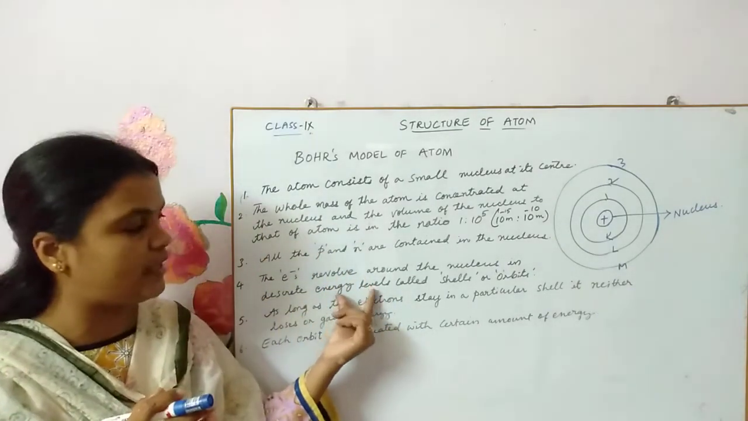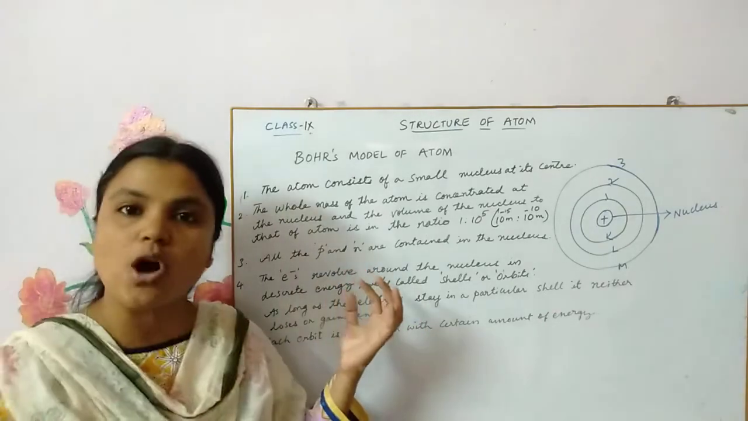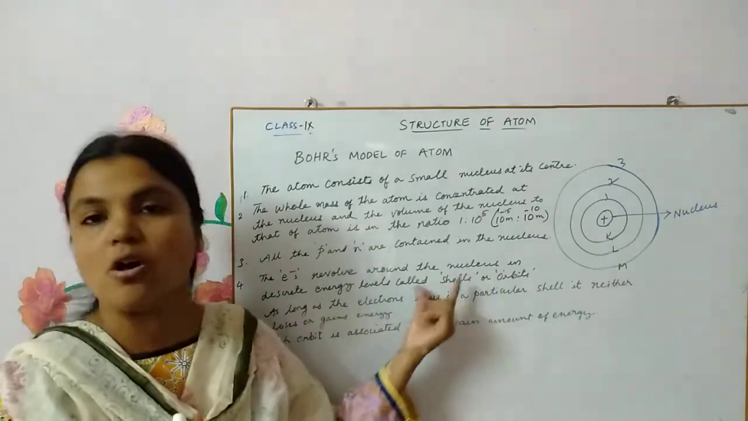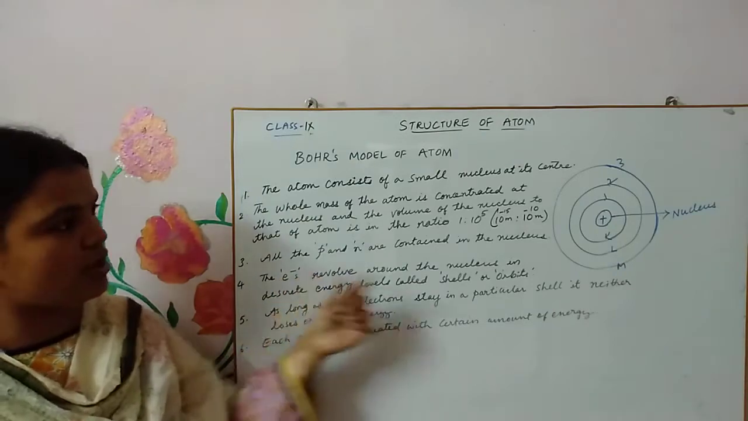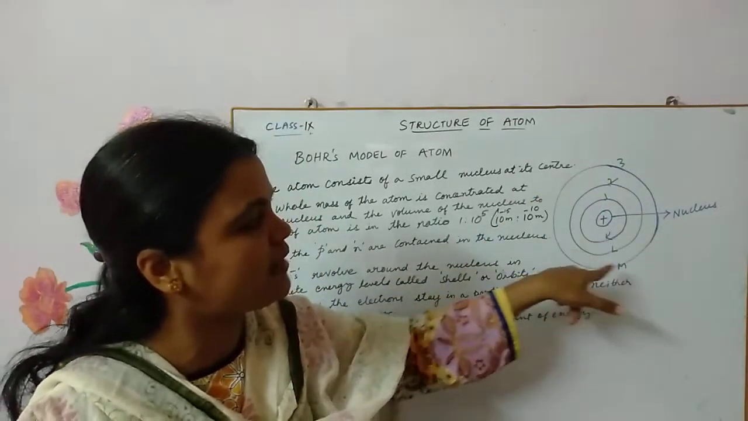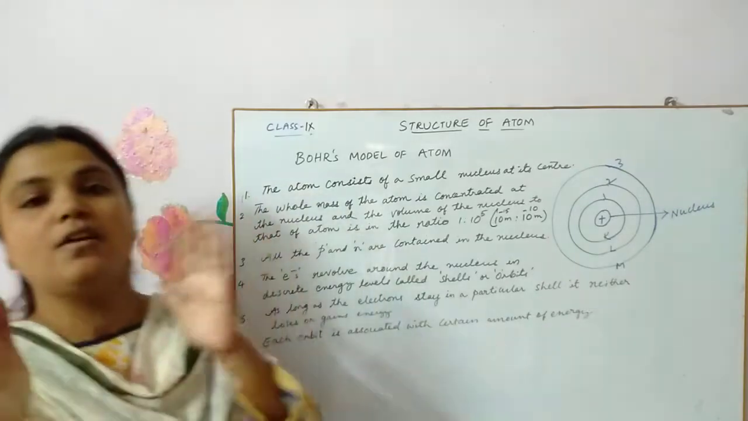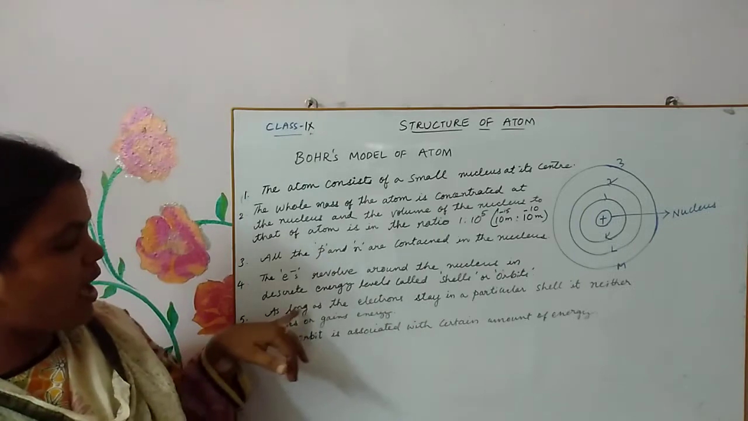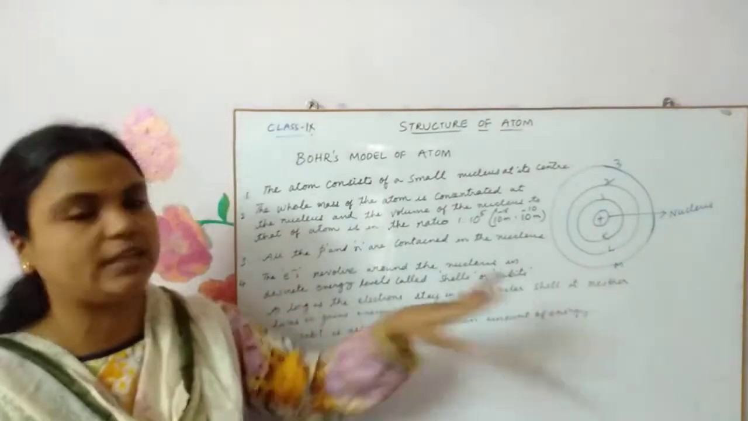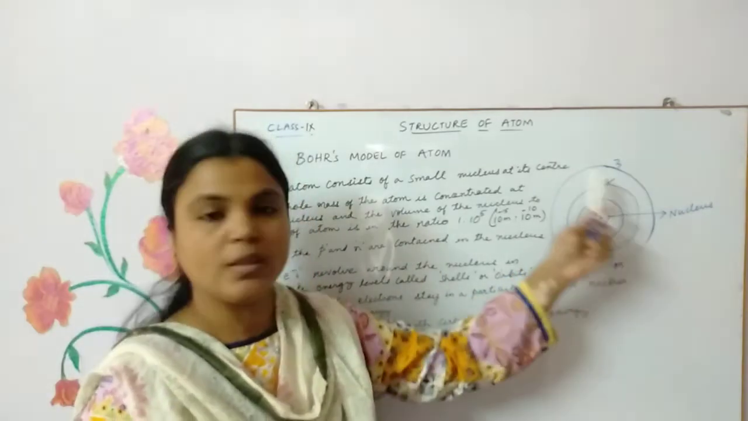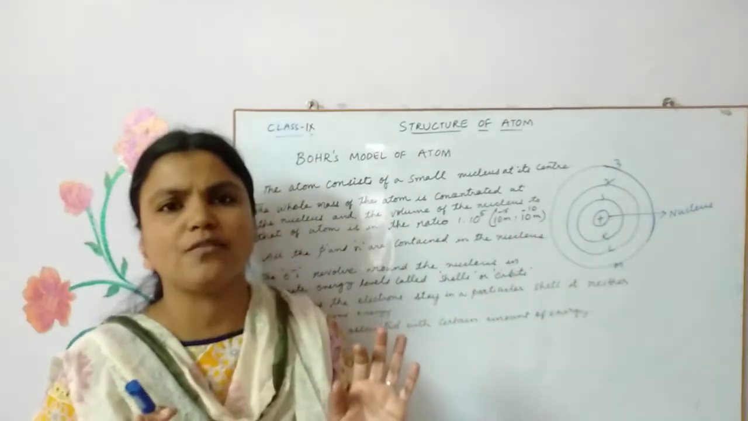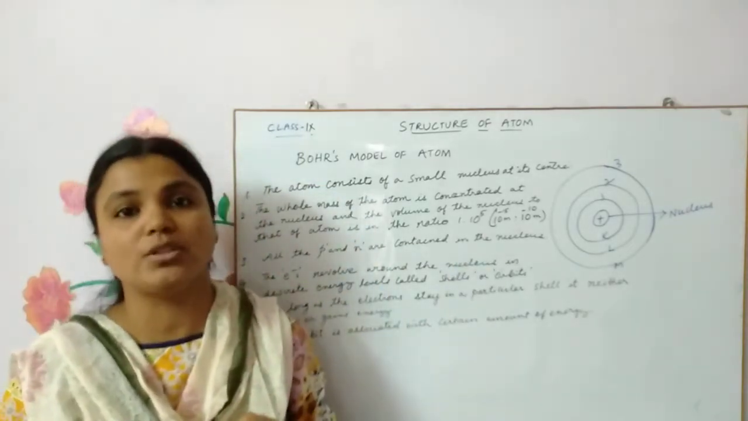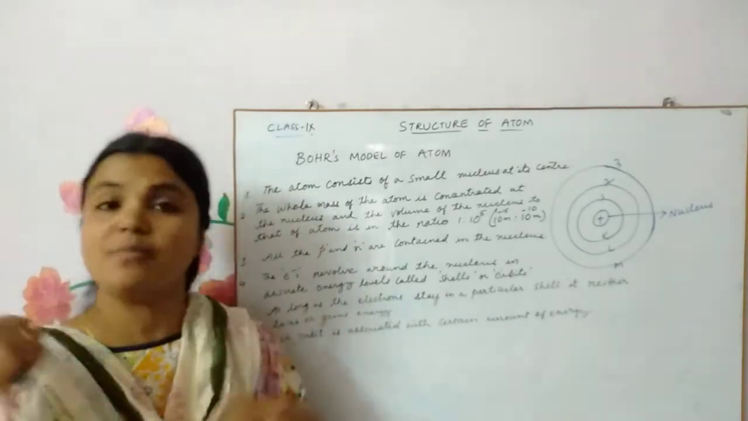So the name itself indicates energy levels. That means each orbit or path is associated with some amount of energy, and he named them orbits or shells. Electrons revolve around the nucleus in definite circular paths which are associated with certain amount of energy. As long as electrons revolve or stay in a particular shell, say the first shell, they will not radiate energy, and this overcomes the drawback that could not be explained by Rutherford.